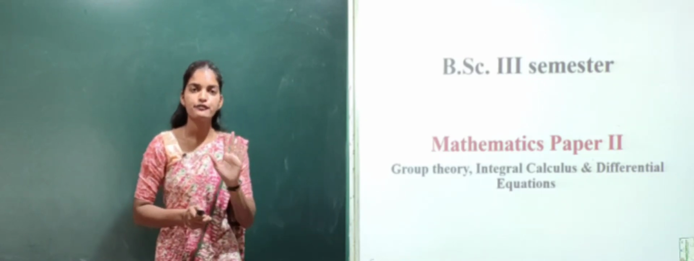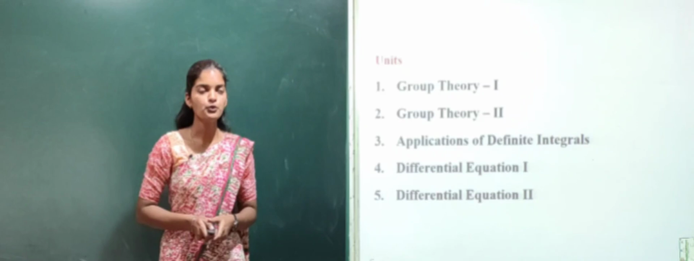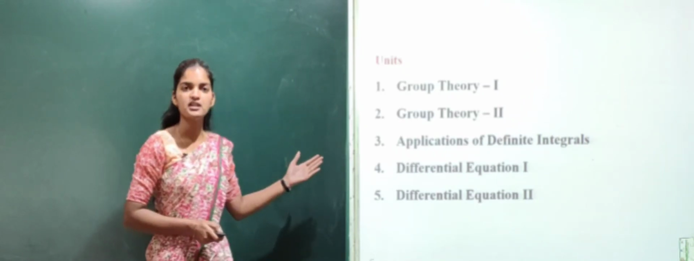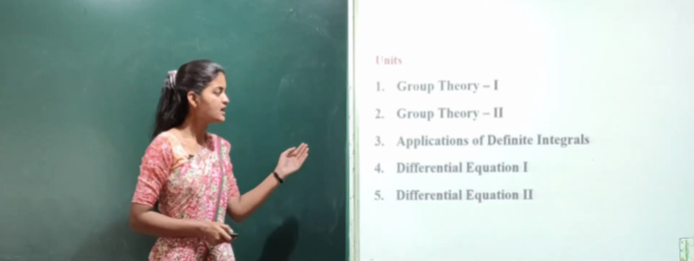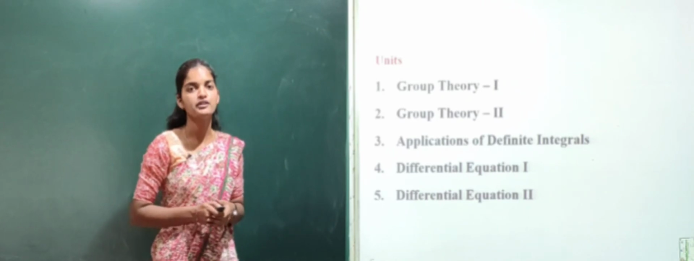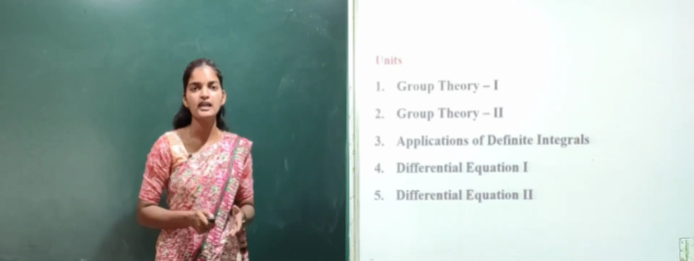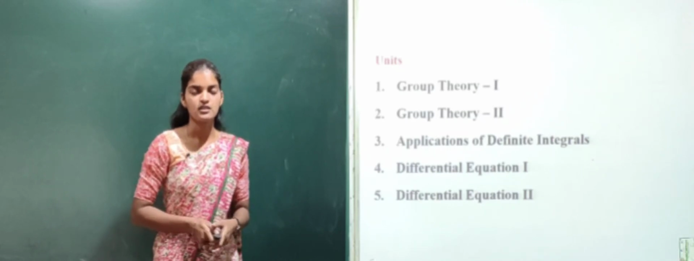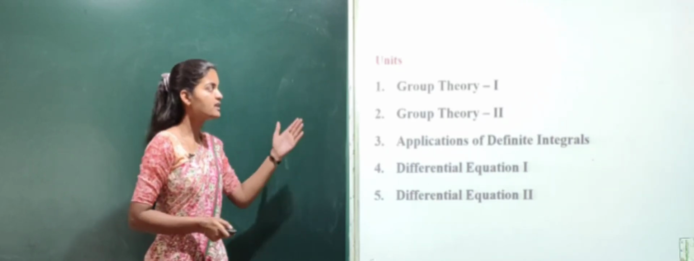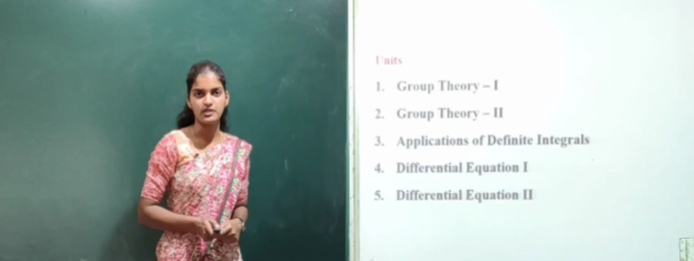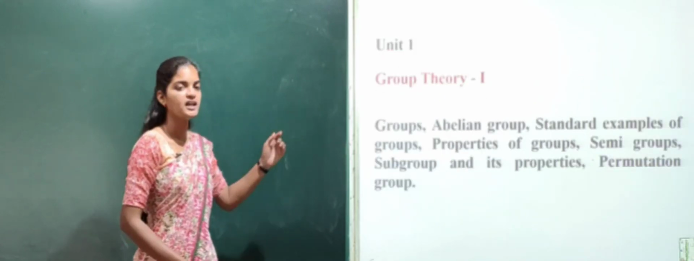So there are 5 units in paper 2. The first 2 chapters are on group theory, the third will be applications of definite integrals, and the fourth and fifth chapters are purely on differential equations. Next, let us see what the contents of each chapter are. So the first one is group theory 1.